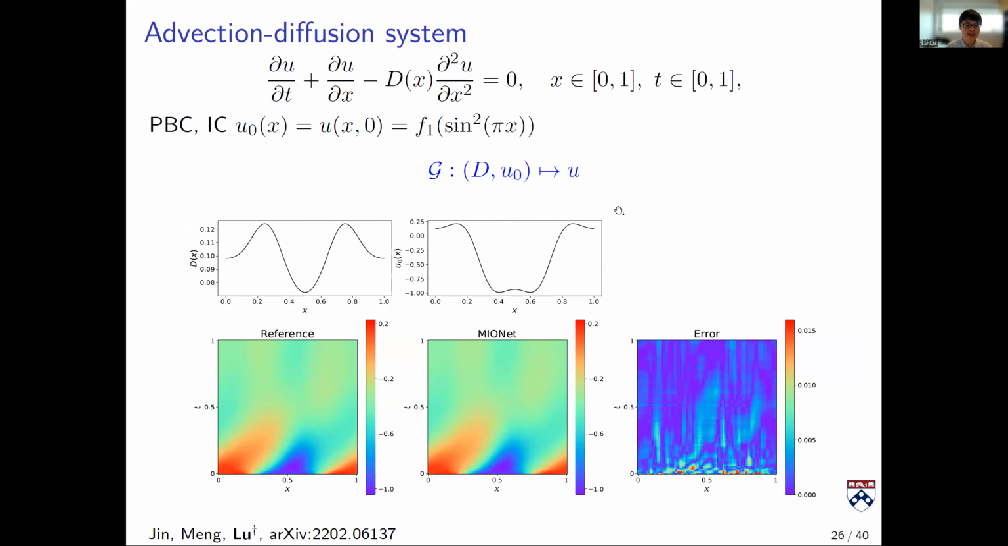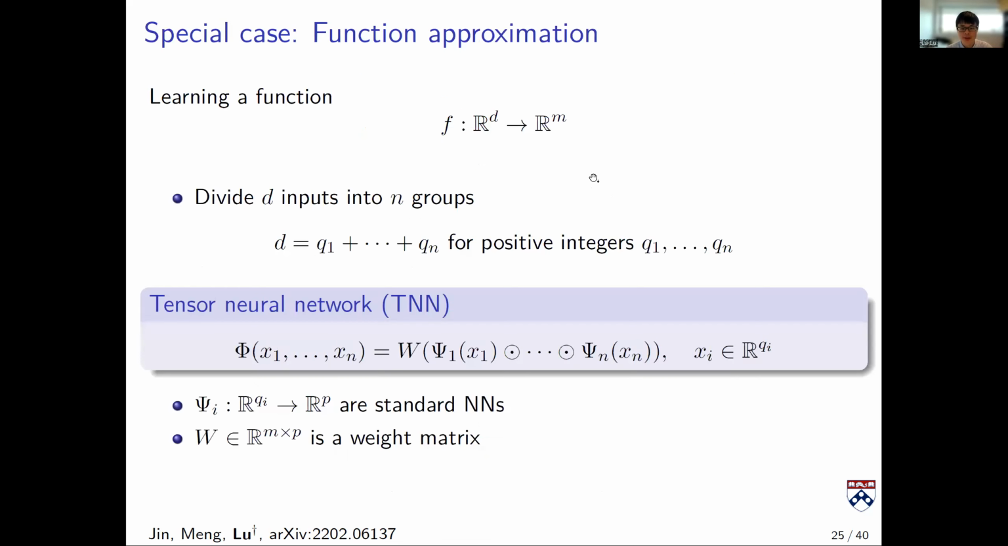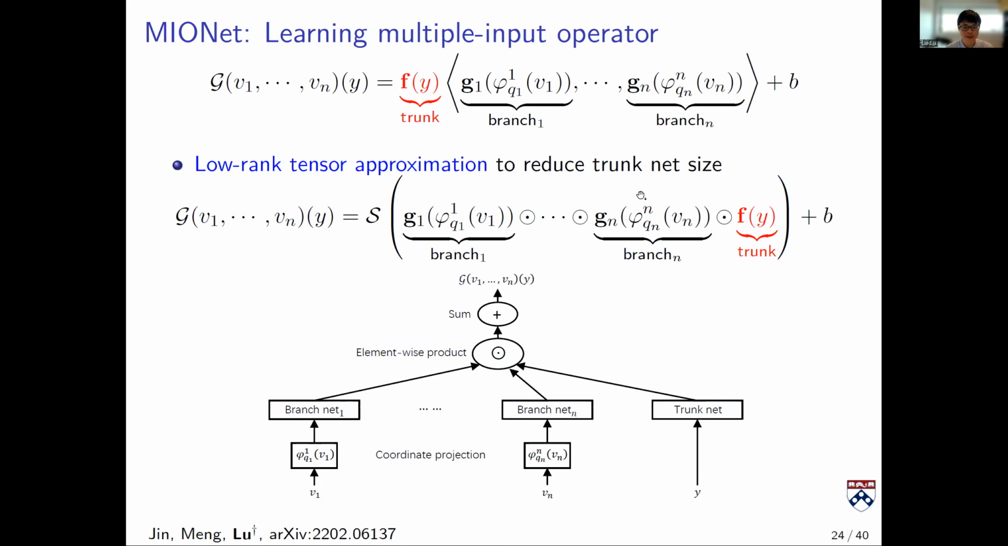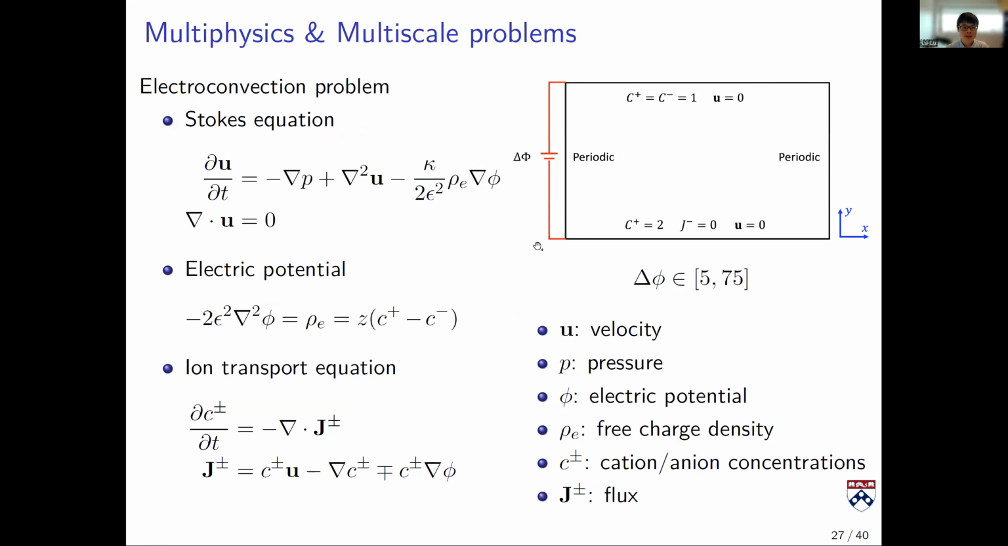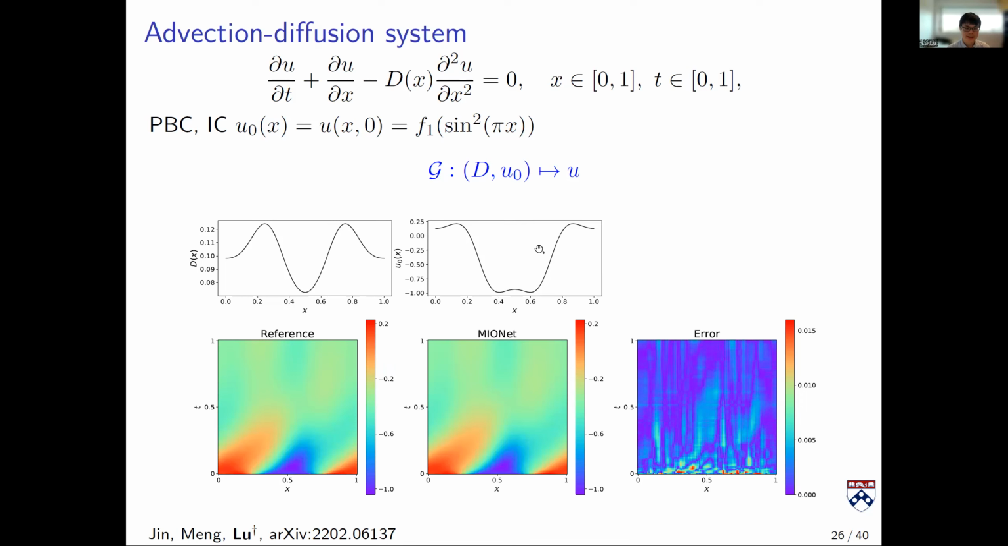So let's look at one example here, a diffusion-reaction equation. D is a diffusion coefficient, which is space dependent, and u0 is the initial condition. Now we try to learn the mapping from different diffusion coefficients and also different initial conditions directly to the solution u. Then we can use the network we proposed. This is called MIONet, multiple input DeepONet. So this is one testing case. This is an example of D(x), and another example of u0(x). And this is the reference solution and our prediction. So the accuracy is around 1%. We also have other examples, but I will skip these examples here.